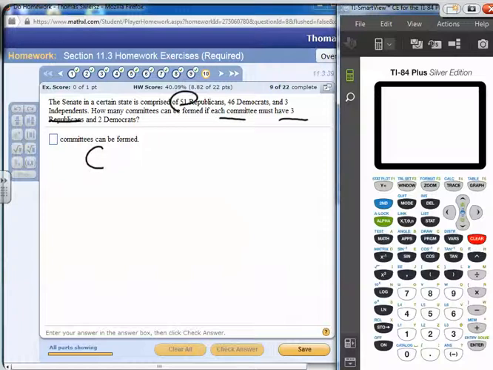Notice we have 51 total Republicans, and we're going to select 3. Then we have to get 2 Democrats from a total of 46. Again, order doesn't matter, so it's 46 total, and we're going to select 2. This committee does not have any independents, so you don't have to do anything with the independents.